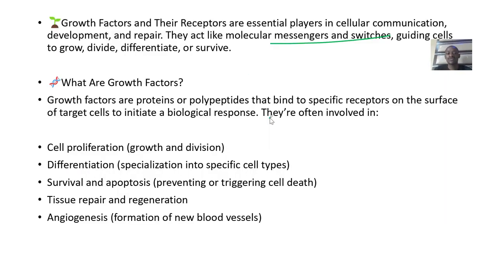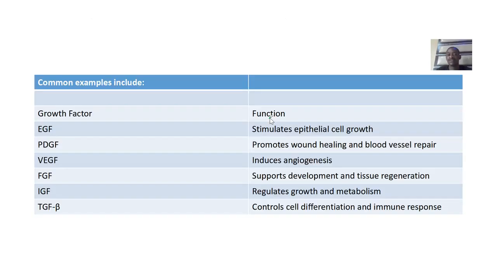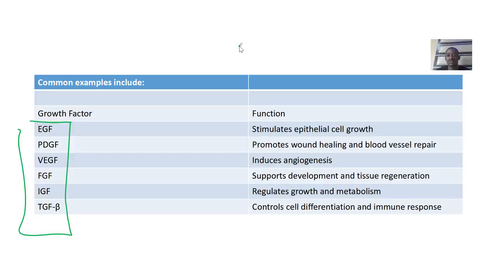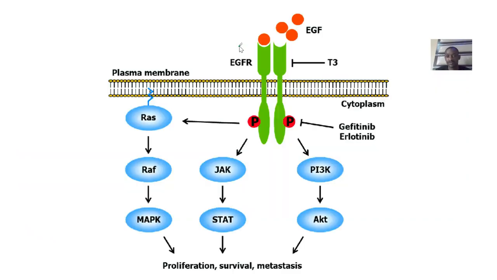So growth factors are involved in how a cell will grow, that's proliferation, how a cell will differentiate, become another cell type, how a cell will survive, tissue repair, and how blood cells are formed. So these are the different types of growth factors we have and their functions. So please, I will advise you to pause. You compare what we have here to what we have in this. So please pause to look at their functions.